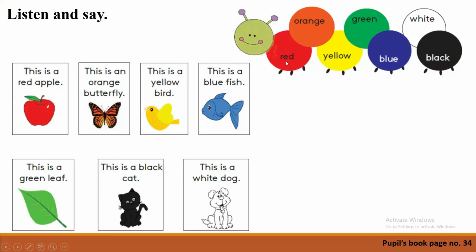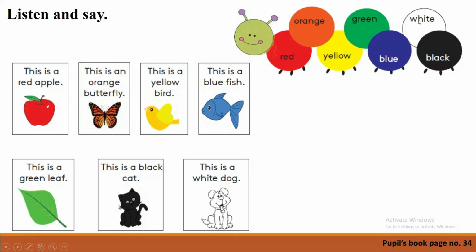Okay, let's read again. R-E-D, red. O-R-A-N-G-E. Orange. Yellow. How do you spell yellow? Y-E-L-L-O-W. Yellow. Green. G-R-E-E-N. Green. Blue. B-L-U-E. Blue.